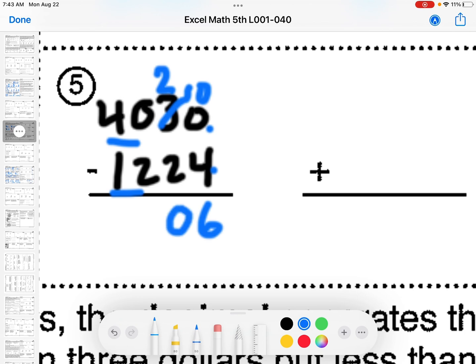0 minus 2 can't do it. The 4 becomes a 3. The 0 becomes 10. 10 minus 2 is 8. 3 minus 1 is 2. Woo, that's a hard one. Okay, I hope you pulled that one off.